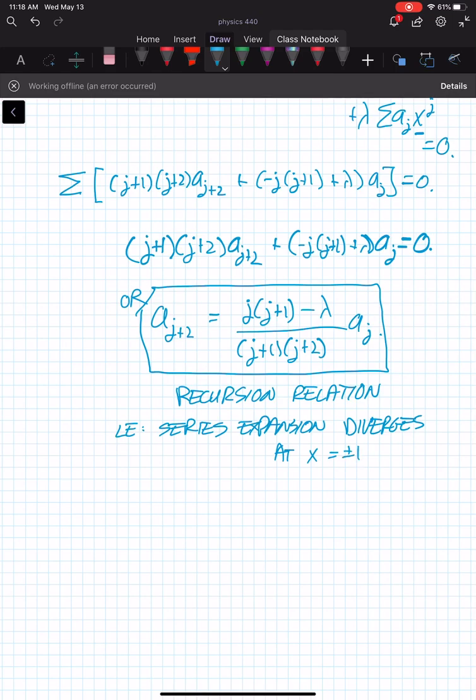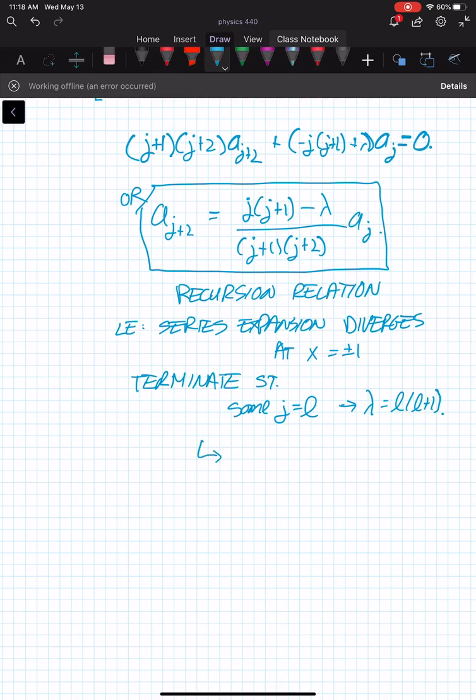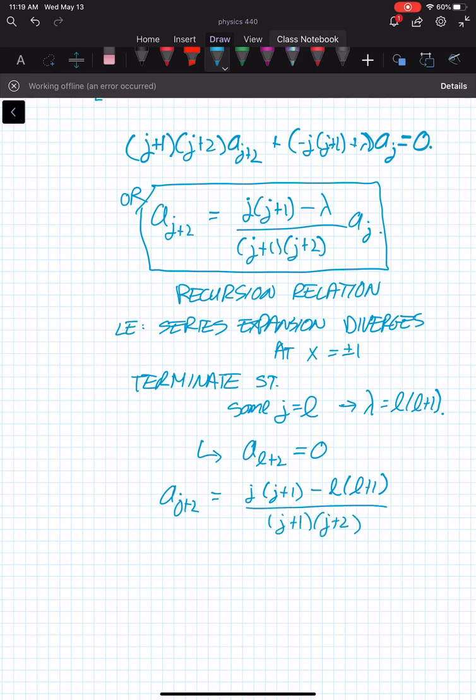And so in order to make this work, we need to terminate the series so that it's no longer an infinite series. Terminate it such that sum j equal to L means that lambda is equal to L times L plus 1. And when we do that, we see that a sub L plus 2 for that value is equal to 0. And we end up with a sub j plus 2 is equal to j times j plus 1 minus L times L plus 1 over j plus 1 times j plus 2.